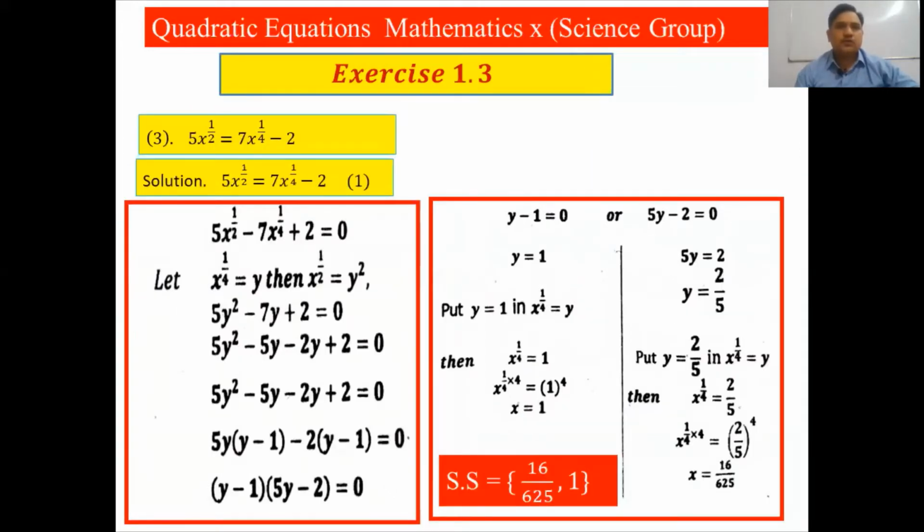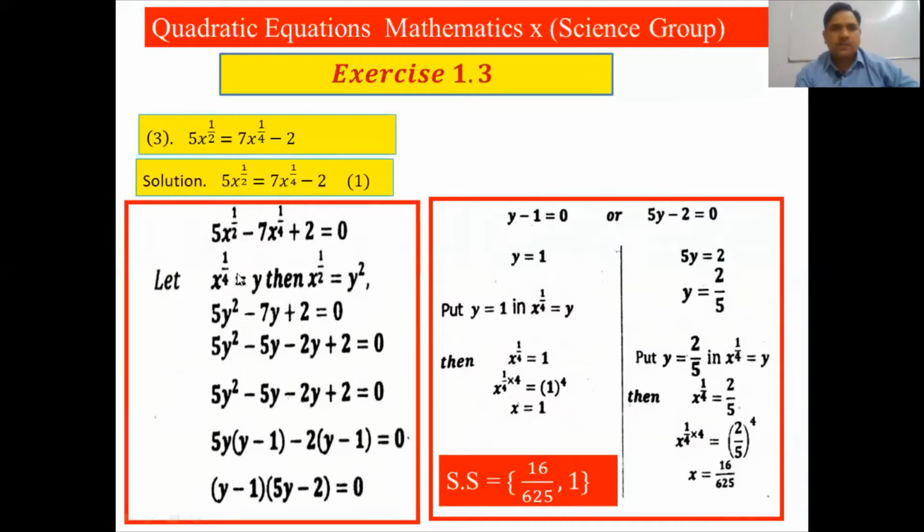Question 2 you have to solve yourself. Question 3: 5x^(1/2) = 7x^(1/4) - 2. So first we have to shift the right hand side into the left hand side. So 5x^(1/2) - 7x^(1/4) + 2 = 0.